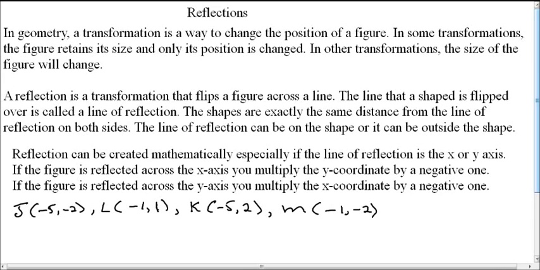Now, a reflection is a transformation that flips a figure across a line. The line that a shape is flipped over is called a line of reflection. So the shapes are exactly the same distance from this line of reflection on both sides. The line of reflection can be on the shape or it can be outside the shape.